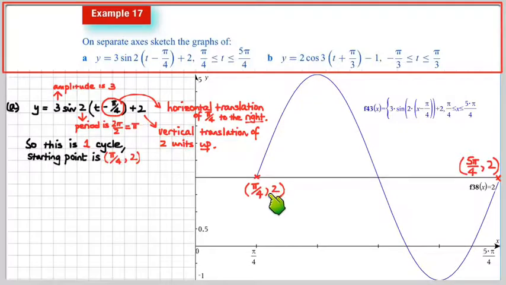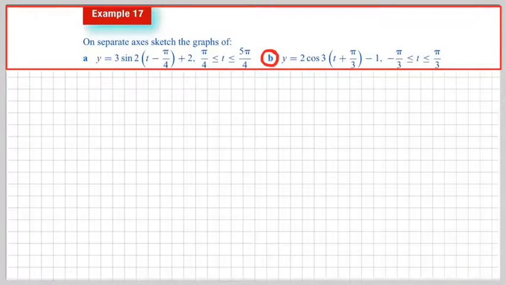Here it comes. Look, pi on 4 and 2, and it goes through one full cycle. Because it's got a period of pi, that'll be 3 pi on 4, and that'll be 5 pi on 4. Pi everywhere here. You're not all pie in the sky, are you? Well, look, we're nearly finished now. Right, so what's this one?